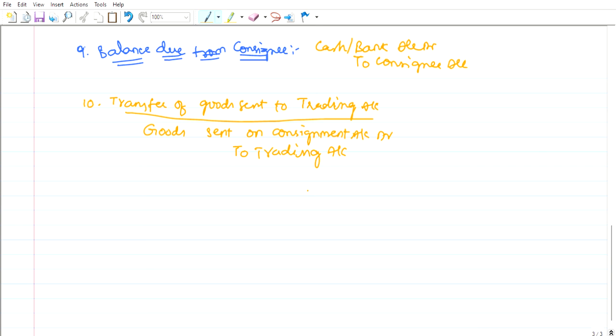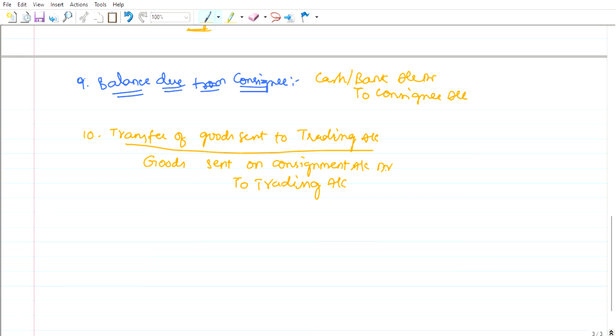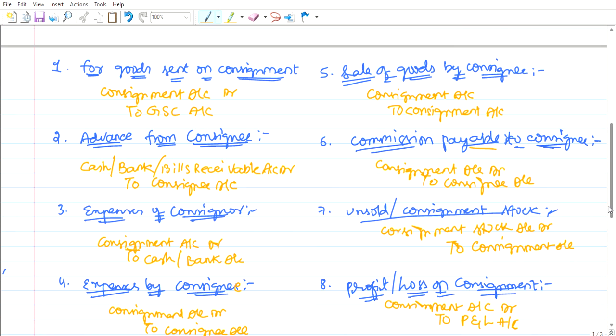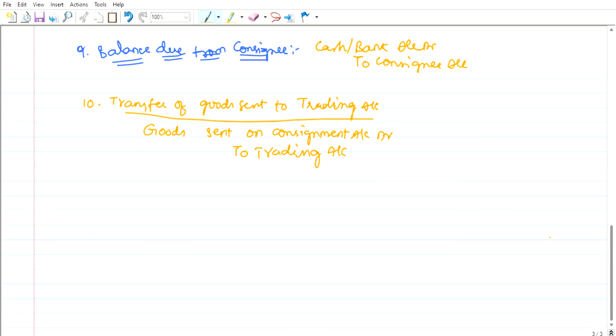So these are the entries. I wanted to explain the entries once again, simply. Any expenditure, any expenses, debit the consignment account.